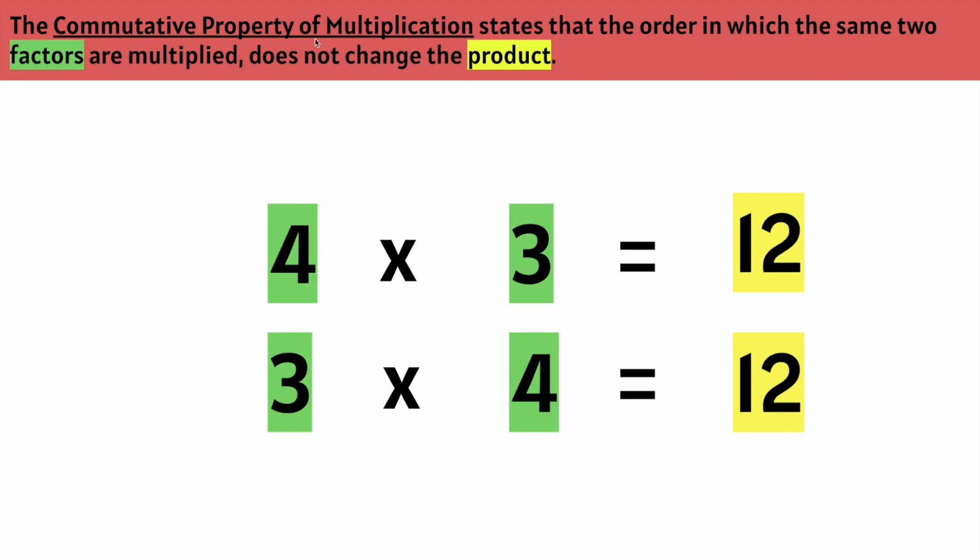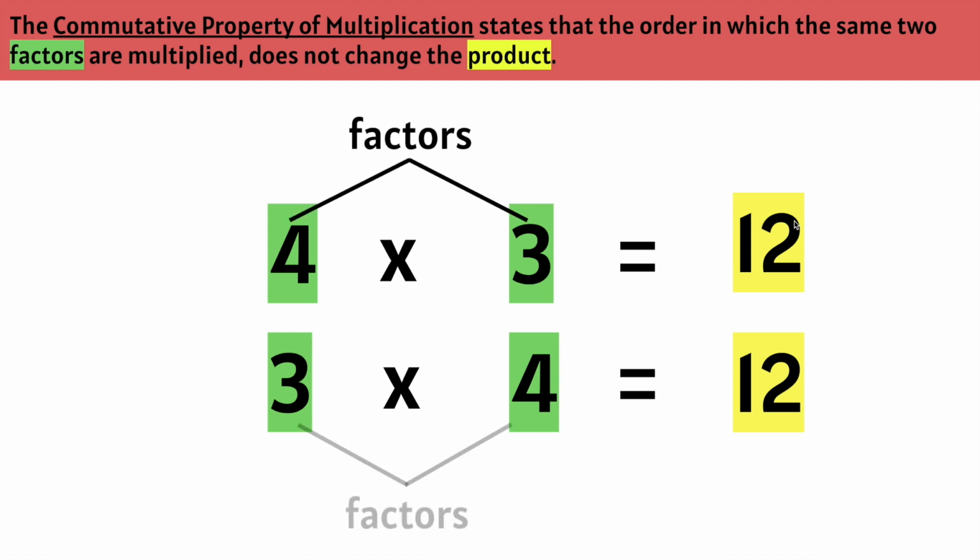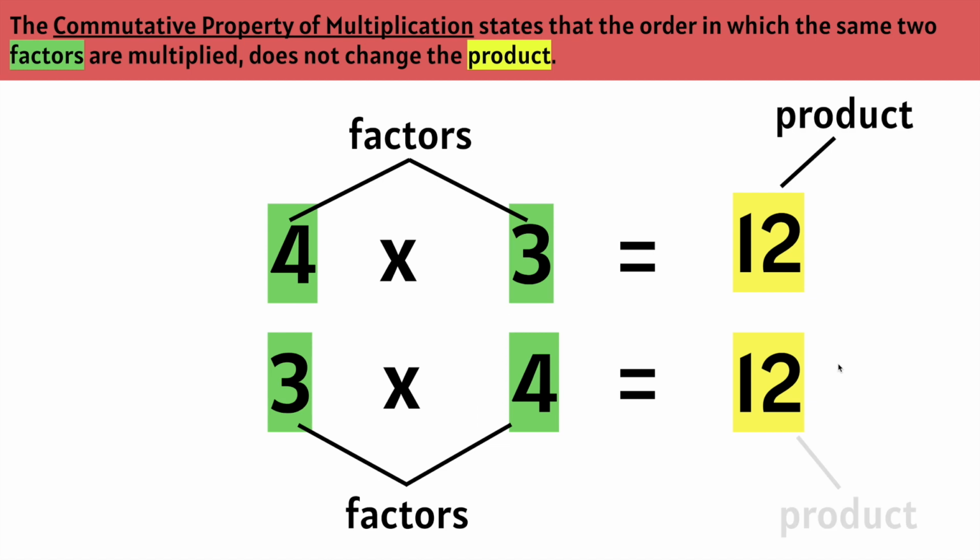Remember, the commutative property of multiplication states that the order in which the same two factors are multiplied does not change the product. We have 4 times 3 and 3 times 4. Both have a product of 12. So the same two factors in different order give you the same product. Let's use an array to see why.